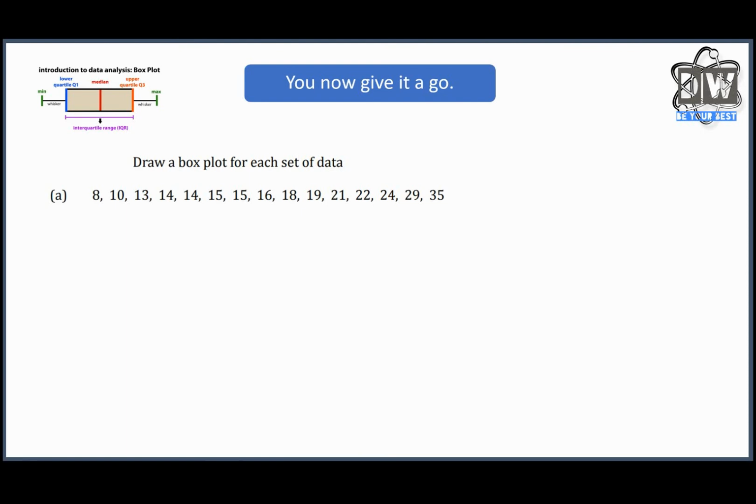All right, everyone, hopefully you've found that one nice and easy. So we should need to identify our minimum, which is 8, our maximum, which was 35, and our median, the middle number, which is 16. So now we've got this, and we've got this, okay? So we could probably start with that, and then we could worry about the box going around it in a minute. But let's go and do that now.